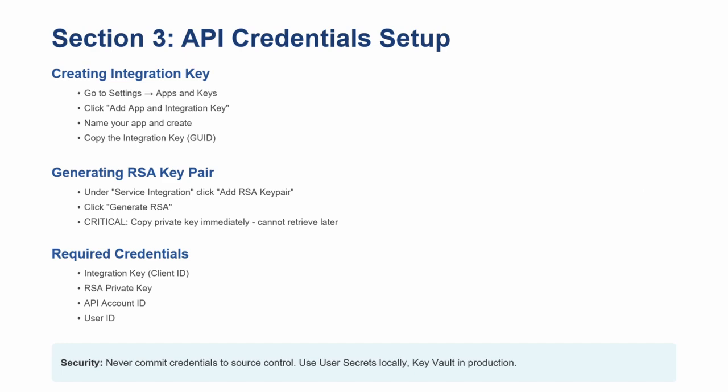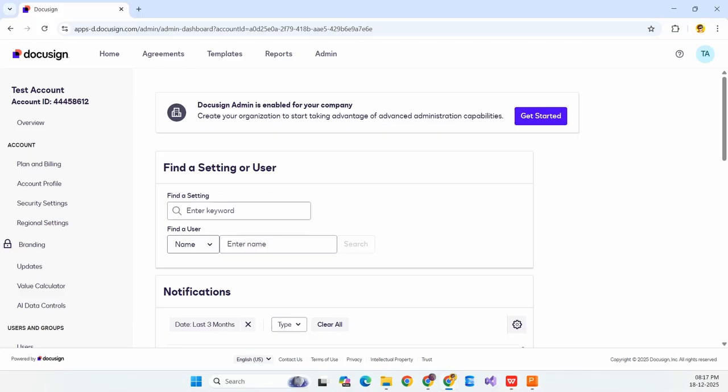We will configure the credentials required to securely interact with the DocuSign APIs. These credentials are critical for authentication and authorization when making API calls. The integration key, also known as a client ID, uniquely identifies your application. To create it, go to settings, then apps and keys, and click on add app and integration key. Now let's see how actually it looks.